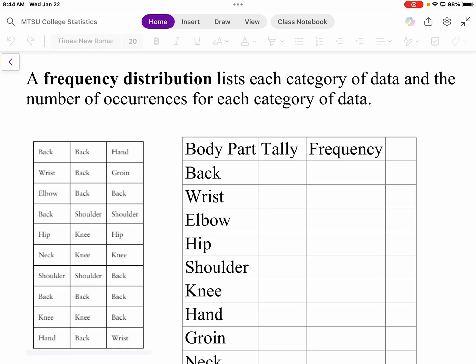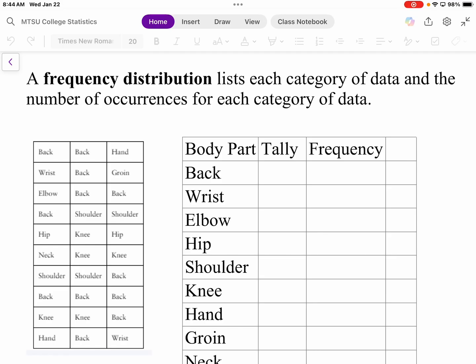So a frequency distribution, we have two types of frequency distributions we're going to see in a minute. We have one frequency distribution that's based off of counts, and another one that's called a relative frequency distribution, which is based off of percentages.